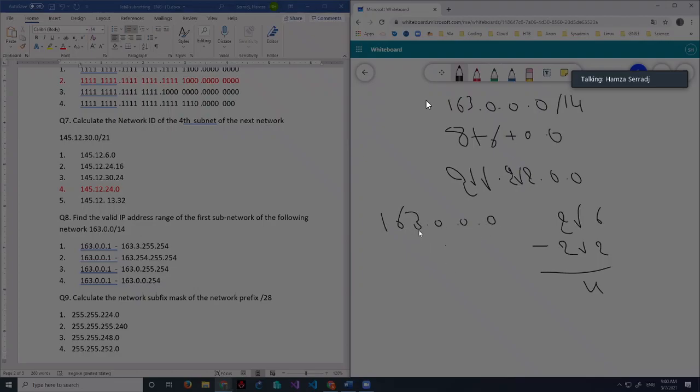163.0.0.0. This is my first network ID. Where should I increment? In the second position. Good. Because the weird number on the subnet mask is in the second position. So this is my incrementation position. Now I should increment here. So it's 4.0.0, 8.0.0, 12.0.0, 16.0.0, and so on.